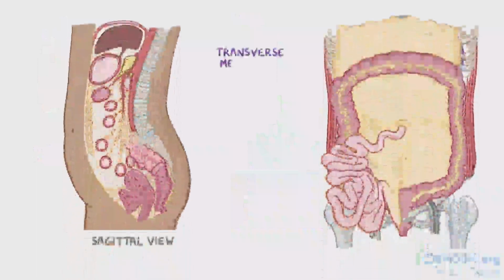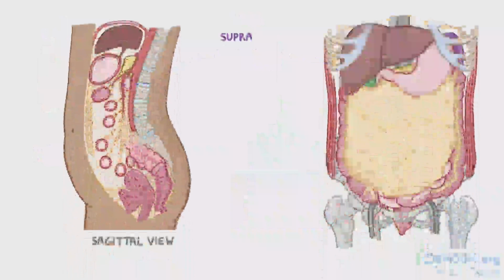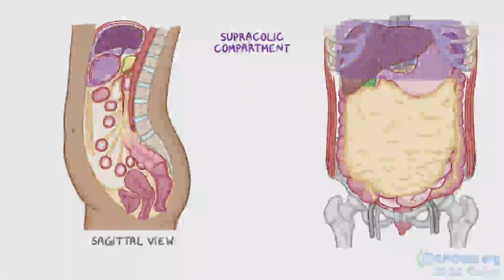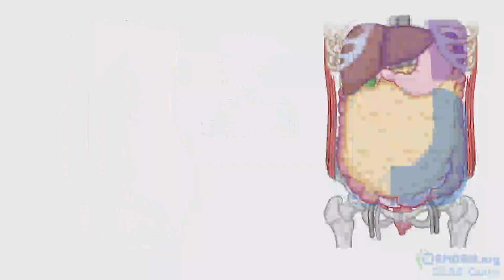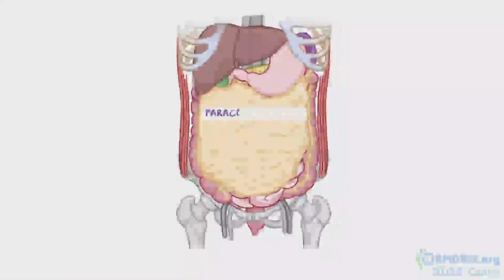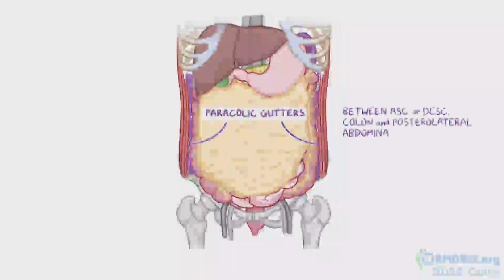The peritoneal cavity as a whole is divided by the transverse mesocolon into a supracolic compartment and an infracolic compartment. The supracolic compartment contains the stomach, liver, and spleen. The infracolic compartment is located posterior to the greater omentum and contains the small intestine, as well as the ascending and descending colon. Communication between the supracolic and infracolic compartments happens through the pericolic gutters, which are grooves between the lateral aspect of the ascending or descending colon and the posterolateral abdominal wall.